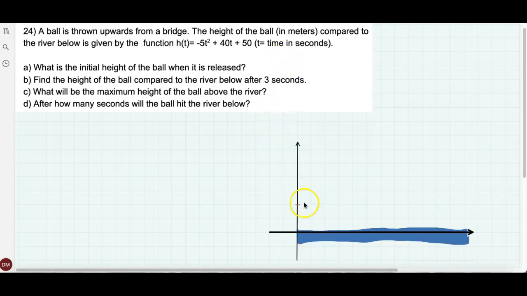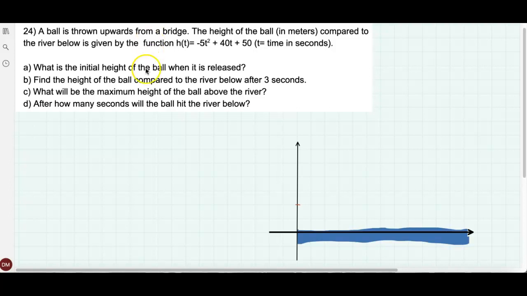draw the scenario out. So what I have here is the height, okay? And I guess the bridge, I put a platform there. That's my bridge, and then it's going to go into the water eventually, right? So we're going to throw it upwards. It's going to go up for a little while, and then it's going to go into the water.